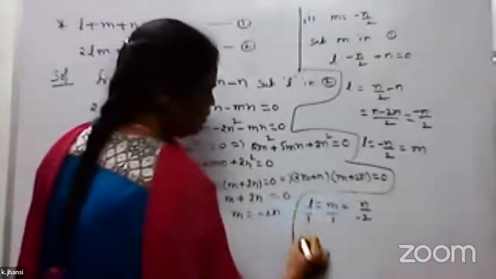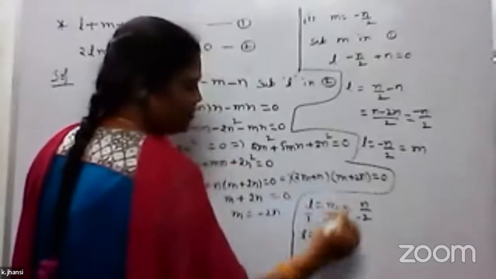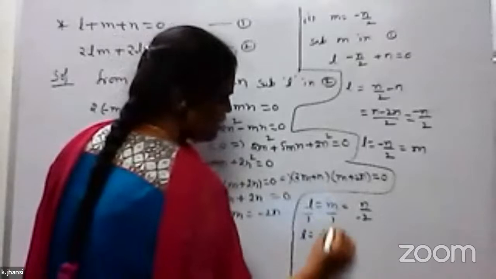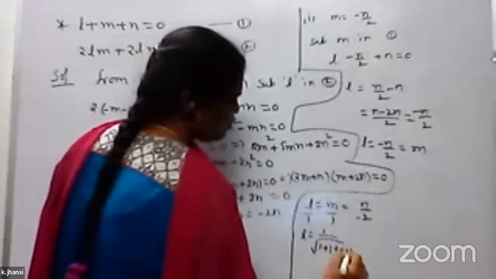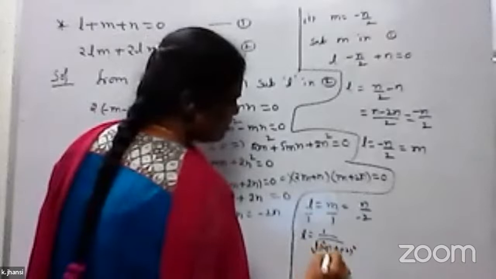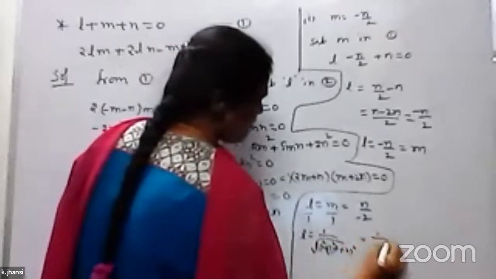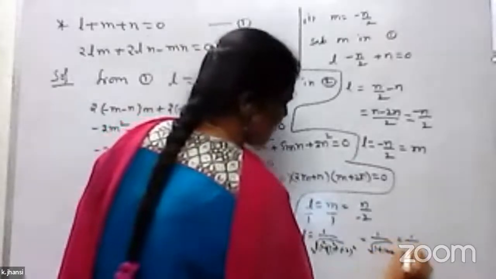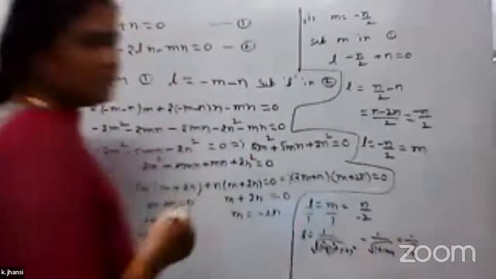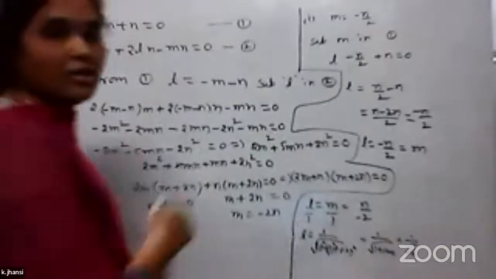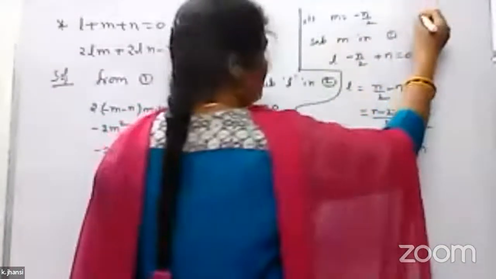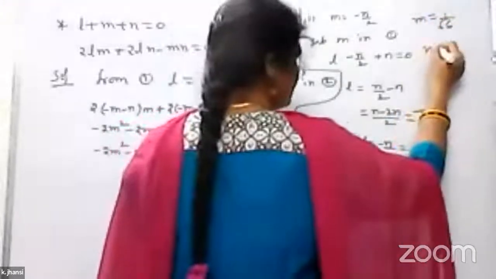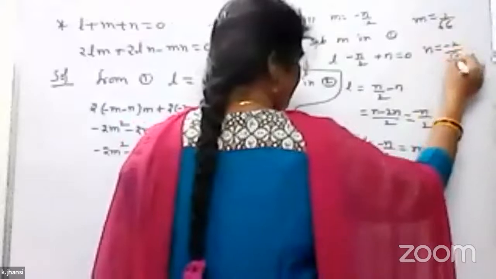So by that you will get the direction cosines here. L equals to 1 by under root of 1 square plus 1 square plus minus 2 whole square. So you will get 1 by under root of 1 plus 1 plus 4. So it is 1 by root 6. Similarly, m is also equals to 1 by root 6 and n is equals to minus 2 by root 6.